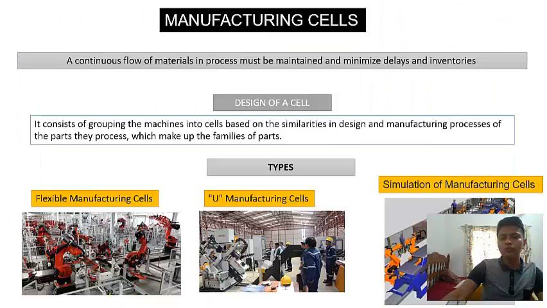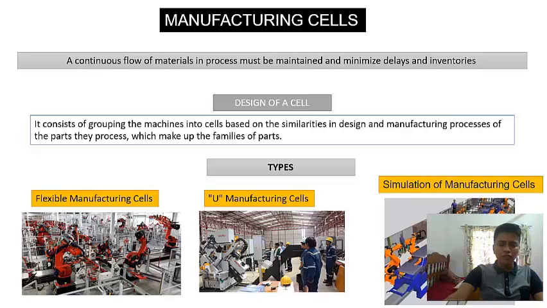A manufacturing cell must meet the following demands: maintain a continuous flow of material in process and minimize delays and inventories. It consists of grouping the machines into cells based on the similarities in design and manufacturing process of the parts they process, which make up the families of parts. In this way, each family is assigned a manufacturing cell.